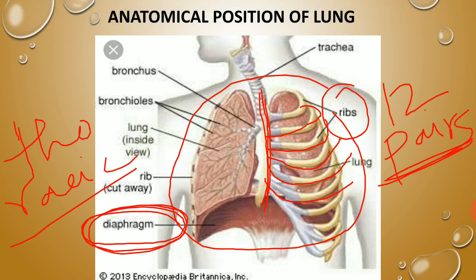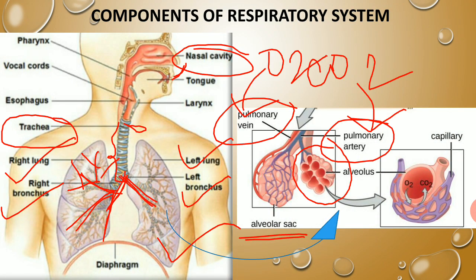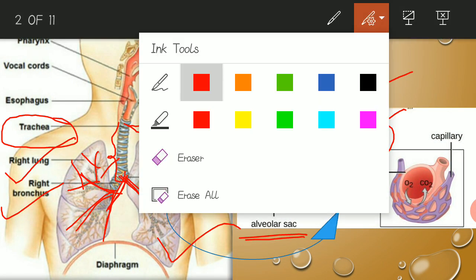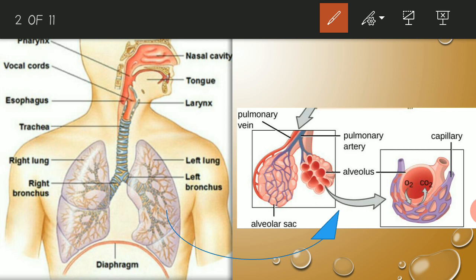See here, if we go to the previous slide, the right lung has 3 lobes, first, second and third, and the left one has 2, 1 and 2.